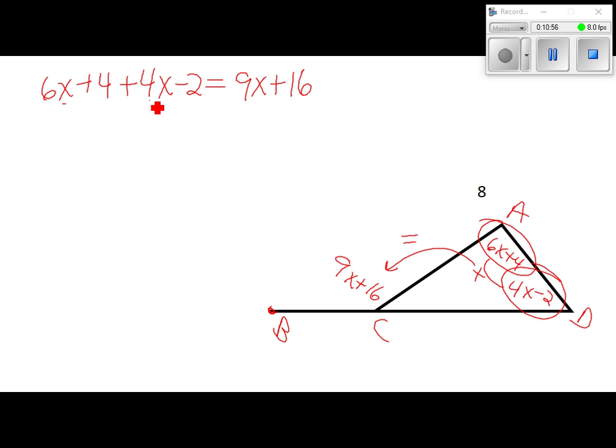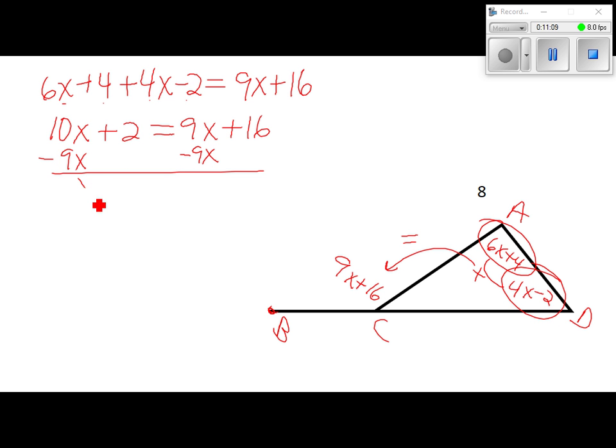Collect like terms: 6x and 4x give you 10x, 4 and negative 2 give you a positive 2, and those should equal 9x plus 16. Subtract 9x on both sides. We end up with x plus 2 equals, these cancel out, 16. Subtract 2 on both sides. We end up with x equals 14. Once we know x is 14, we can plug that back in here and figure out what each angle is.